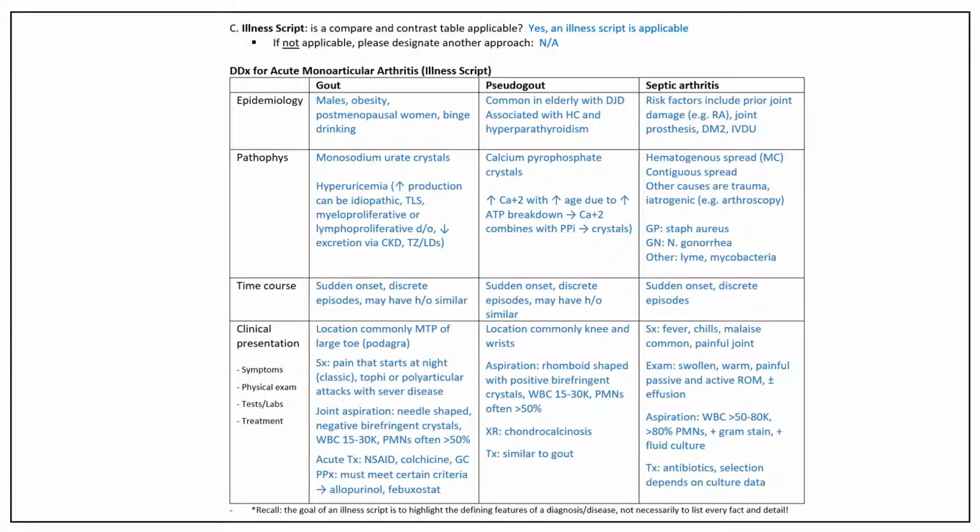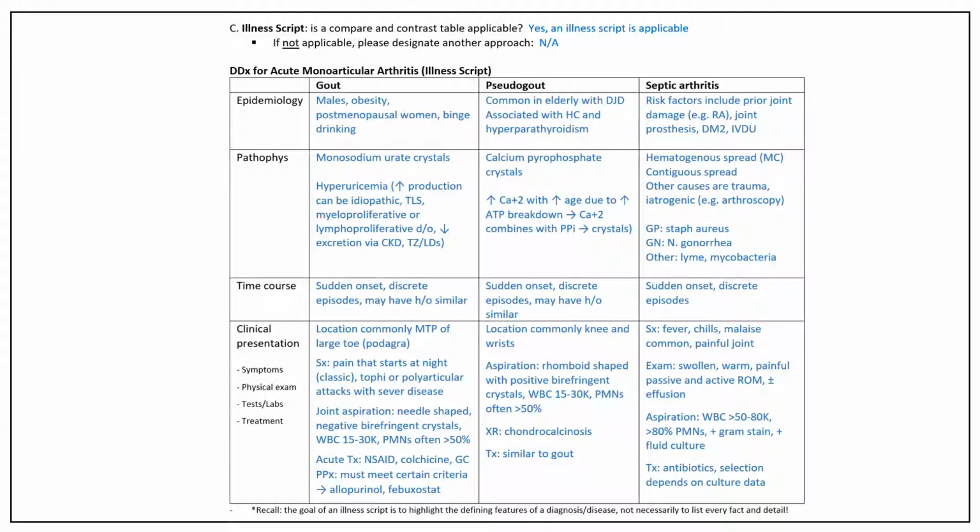Now we see the third component of clinical reasoning in an illness script comparison. Here, the student has picked out the top 3 diagnoses that are most likely, so gout, pseudogout, and septic arthritis. They then proceed to compare and contrast these diagnoses to one another.